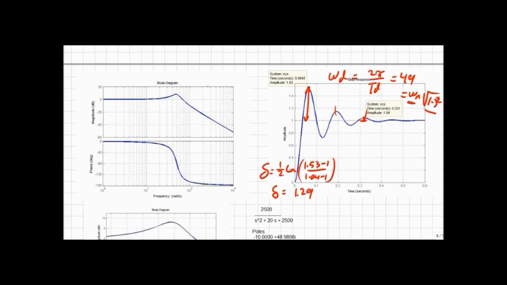Given delta, and that's fairly small, I can use my small angle approximation for zeta. The full one is in the, no, we'll do them both. So I say that my equation here is that zeta equals delta over 2 pi, which equals 0.205, and that's pretty close to what we actually did.